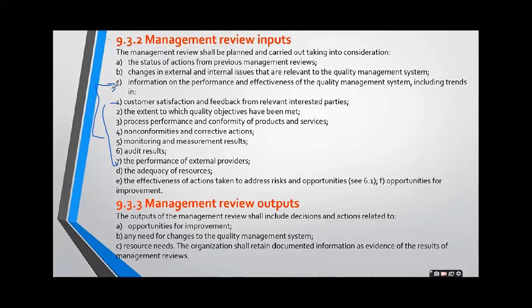Next one is the monitoring and measurement results. You will review the data that has been collected through monitoring and measurement activities. Audit results is where you will consider the findings from the internal and external audits that were conducted on the quality management system. The last one is the external providers' performance. You will evaluate the performance of any external providers involved in your process.